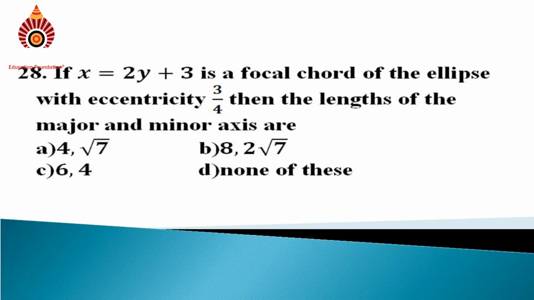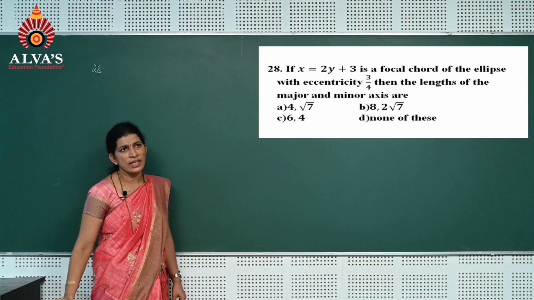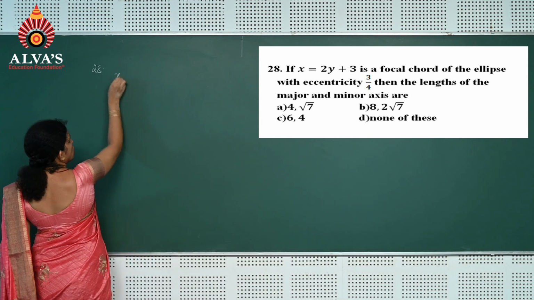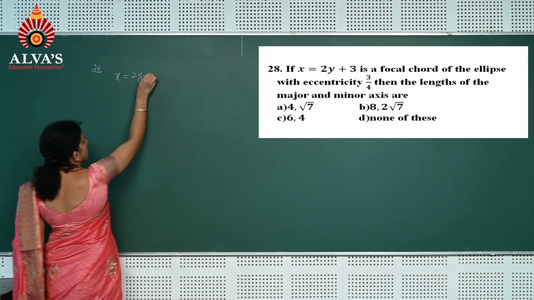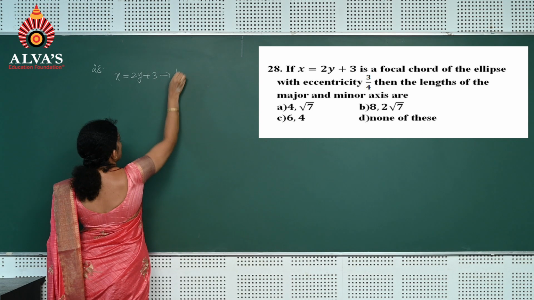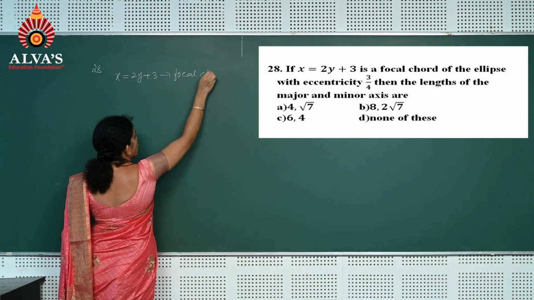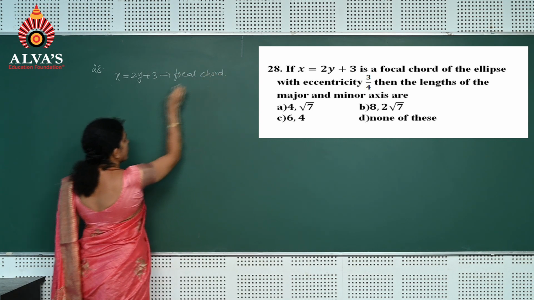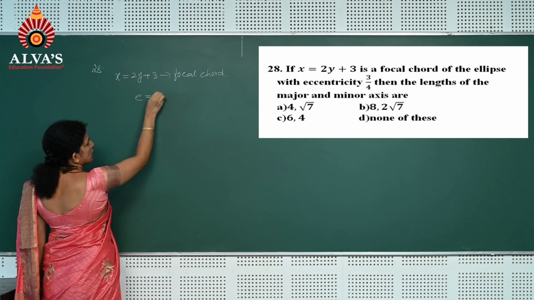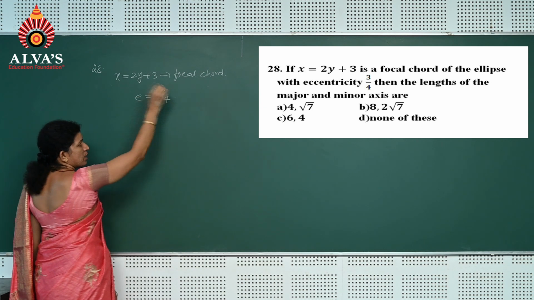Come to question number 28. If x = 2y + 3 is a focal chord of the ellipse with eccentricity 3/4, then the length of the major and minor axis we want. Given that x = 2y + 3 is the equation of one of the focal chords of the ellipse, and also given the eccentricity of the ellipse is 3/4.